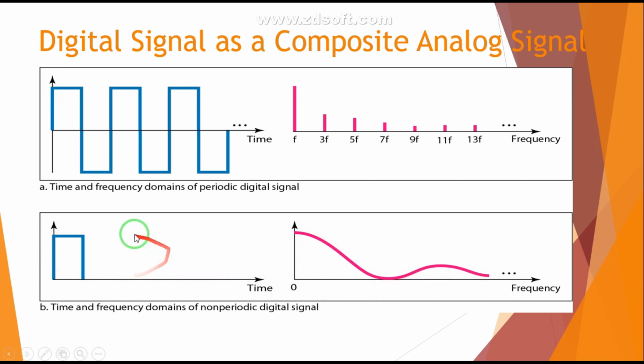So this is a time domain representation of your non-periodic signal, and this is the frequency domain of your non-periodic signal. And this is the frequency domain of your periodic signal. And remember, a digital signal is a composite analog signal. It consists of many sine waves. So the Fourier analysis of your periodic digital signal gives you the discrete frequencies. These discrete frequencies tell you it consists of this many sine waves whose frequencies are f, 3f, 5f, 11f, 13f, and so on.